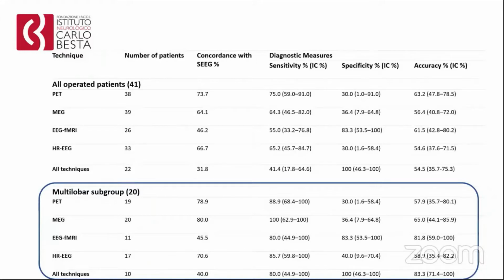I forgot to tell you that considering all the patients, PET has a good sensitivity and EEG-fMRI has a good specificity among the single techniques. MEG and EEG showed similar, not very high sensitivity when considering all patients, but they all improved when we considered this subgroup of patients.